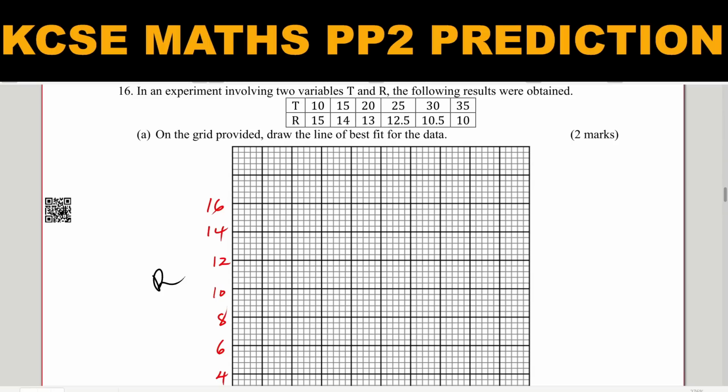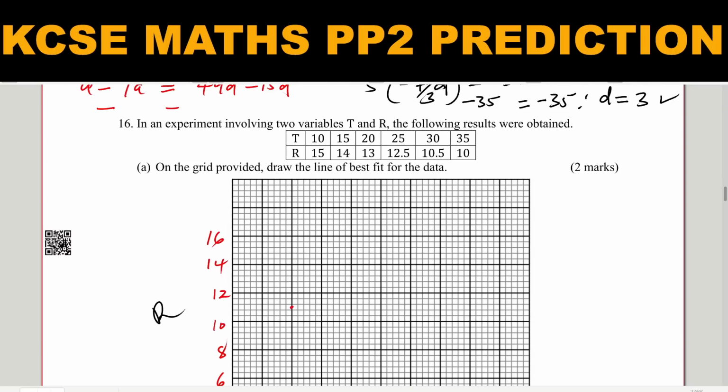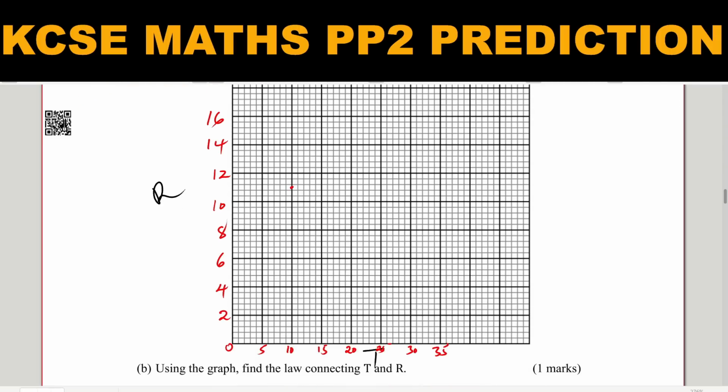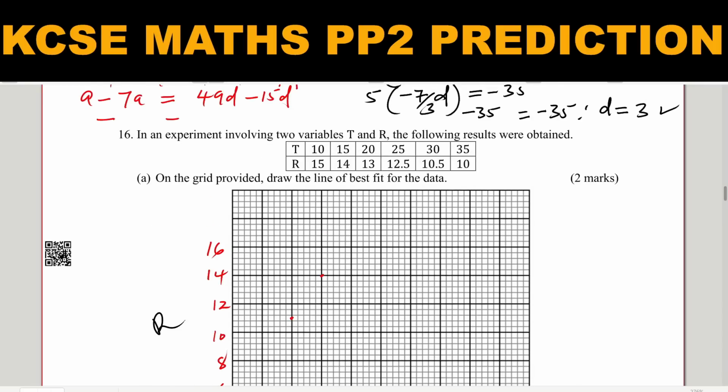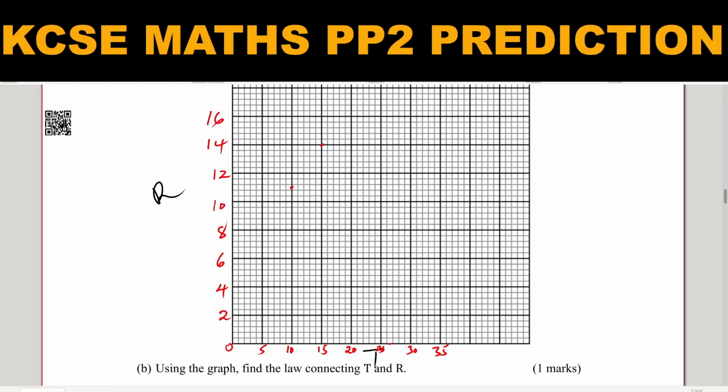The first one is when t is 10, r is 15, so 10, 15. You should know the size of one small square. So 10, 15 is there, somewhere there. And then we have 15, 14. So 14 is here. So that is a point. And the next one is 20, 13. So 20, 13 will be in the middle here.